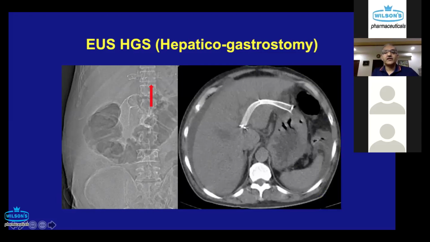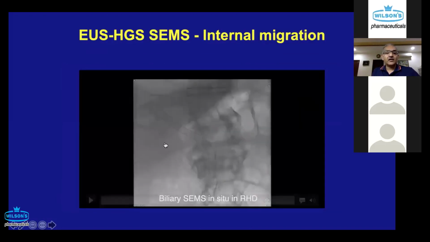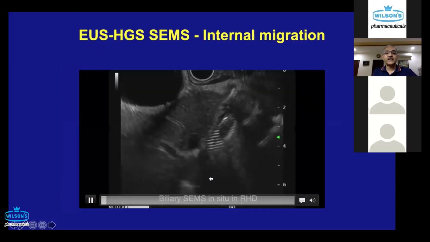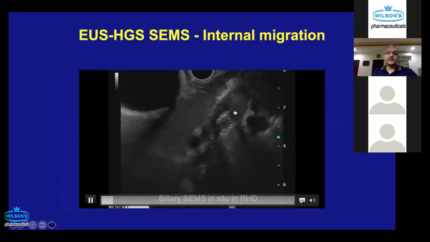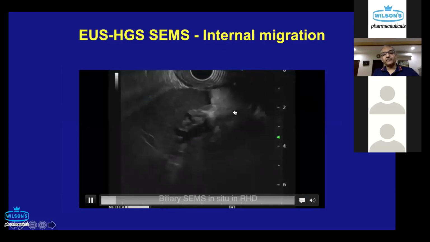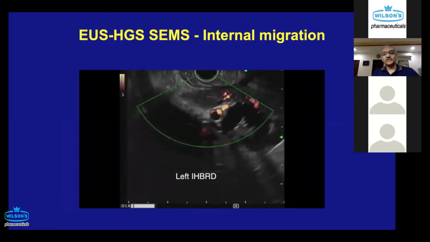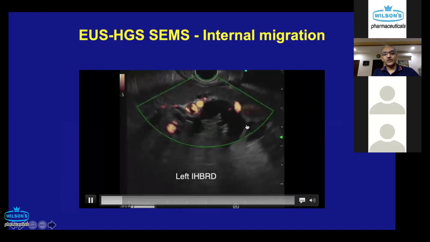You can see it here. He developed a little bit of ascites because of bile leak. Another complication which can happen, you can see here. This is again a similar patient who had a stent on the right side, a gallbladder right side stent. He had a hilar block. So this is the left system now. He came with cholangitis.